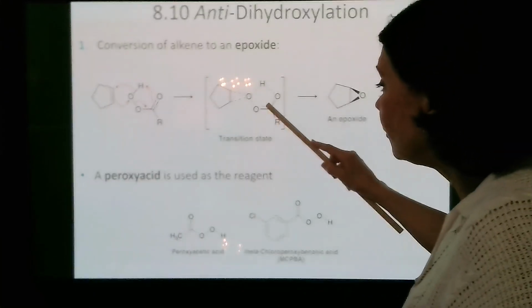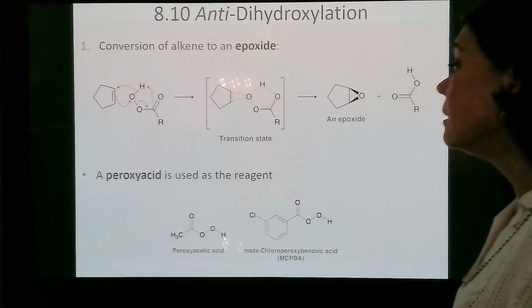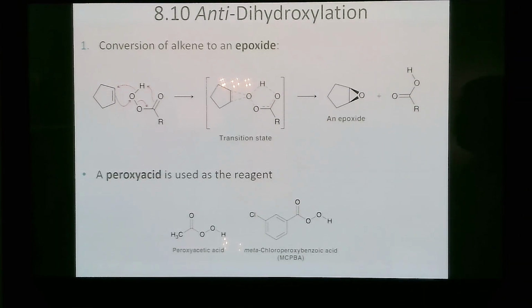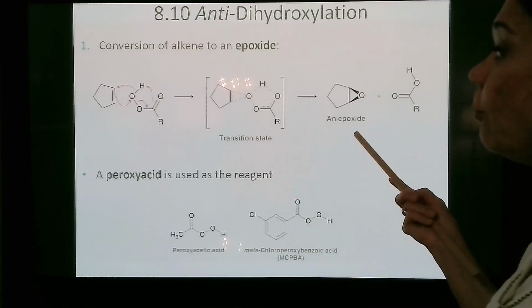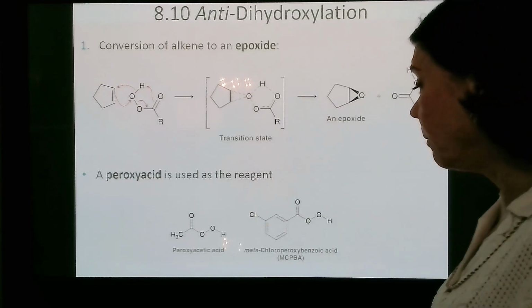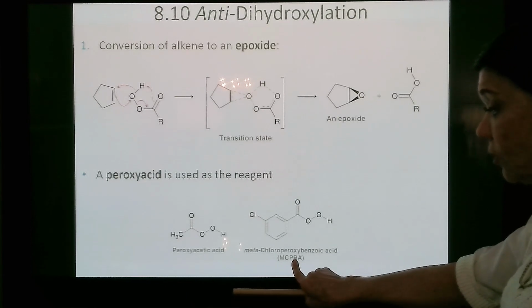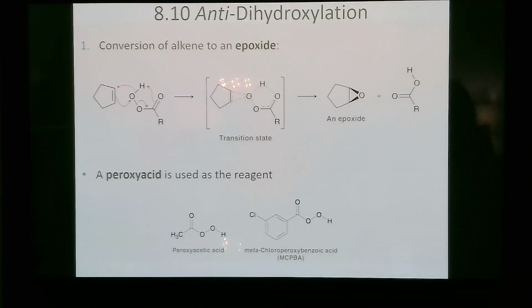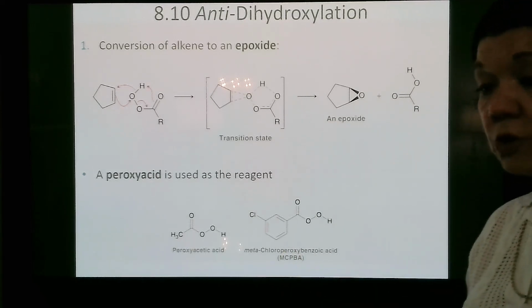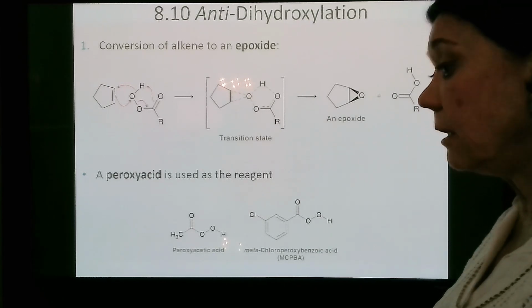So you can see this is a 5-membered ring, and this is a 3-membered ring. So I don't think it's all that important for you to memorize this, but I hope that you'll become comfortable with it. You do need to know, as I said earlier, MCPBA, metachloroperbenzoic acid. This is a very common oxidizing reagent, and you will see it a lot in Org 2 as well. So you may as well learn it now.